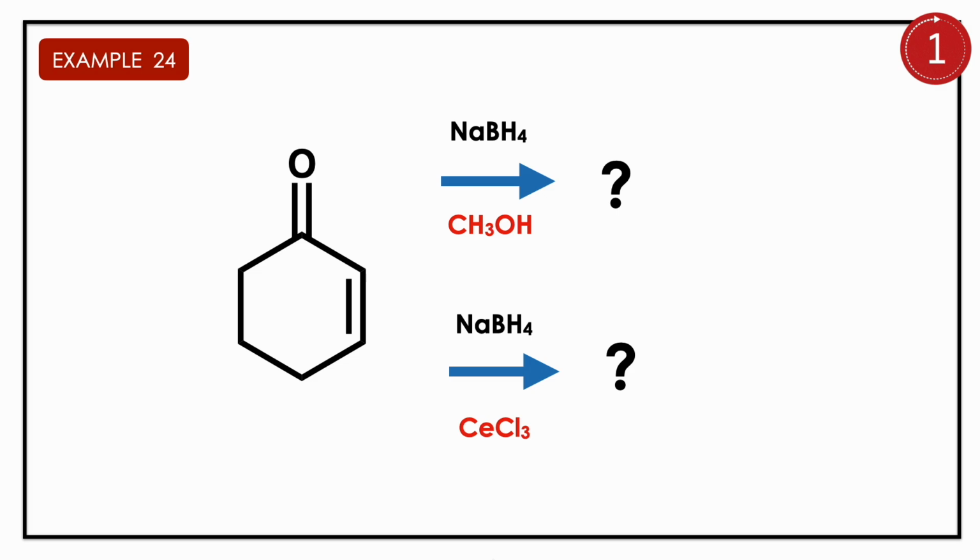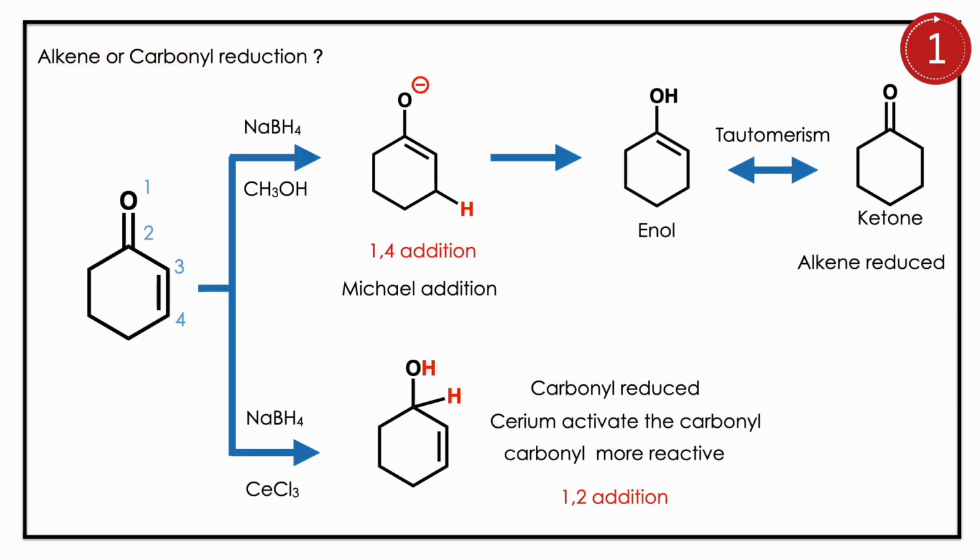Then next and final example: you have cyclohexenone reacting with sodium borohydride and methanol, and sodium borohydride and cerium chloride. You should find what will be the final product. Here you have the same reagent but one catalyst is added, which is cerium chloride. Cerium chloride promotes the electrophilicity of the carbonyl. So what really happened? It will become reactive. The nucleophilic attack of H minus happens at the 1,2 position. So 1,2 addition happens in the case of cerium chloride.